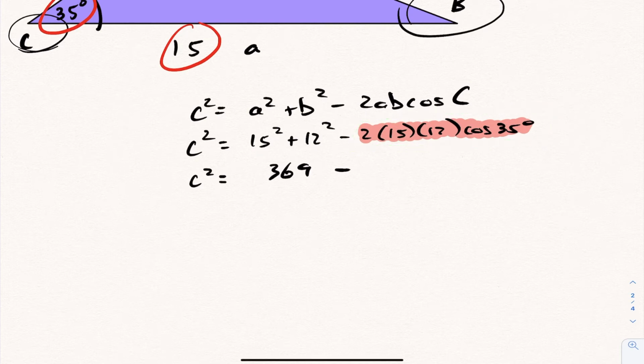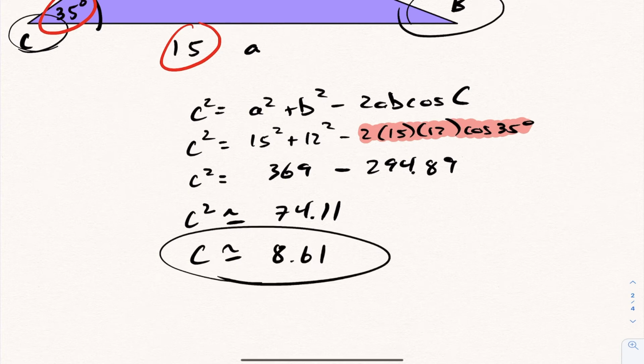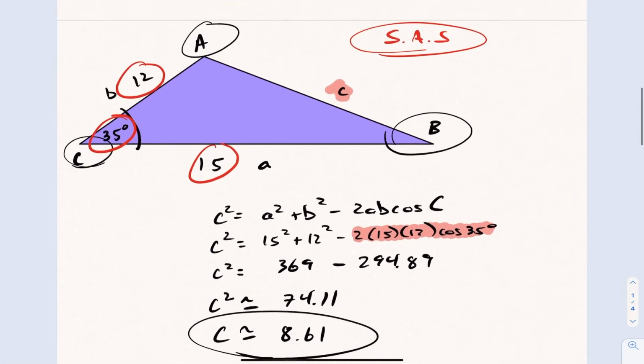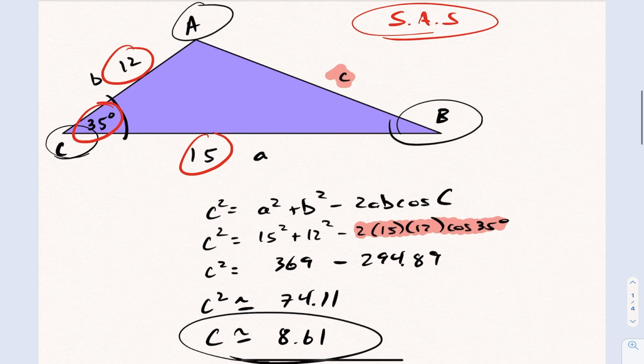And if you do that, you get 294.89 approximately. Subtracting these two, we get 74.11. And lastly, taking the square root, we get 8.61 units approximately. So therefore, we're able to solve for the length of this side of the triangle using our cosine law, and your c value, like we just said, is approximately 8.61.